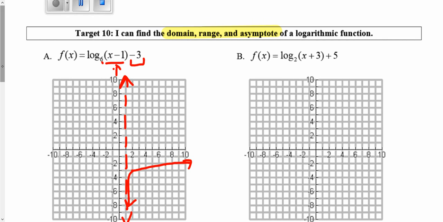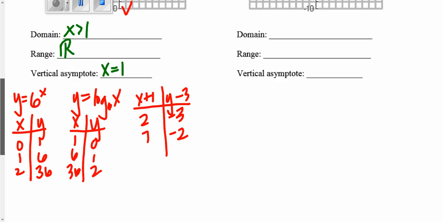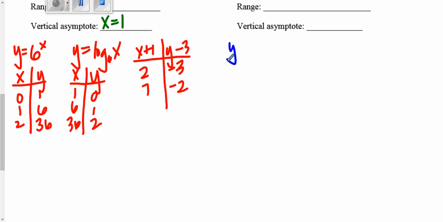So same idea over here on B, we're going to start by creating the graph, and then we're going to do the actual target 10 work, which is the domain, range, and asymptote. So first thing I'm looking at is this is log base 2, so I can do my first 2 tables based on that. So y equals 2 to the x.